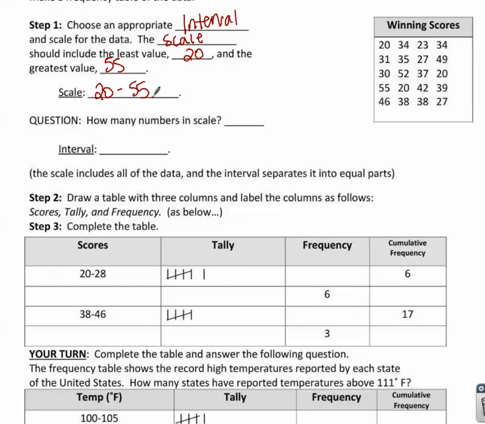How many numbers are in here? So there's a total of 36 numbers in here. So there's a difference of 35 numbers in here. So when looking at it, you want to equal it out. You want to put it into equal parts.